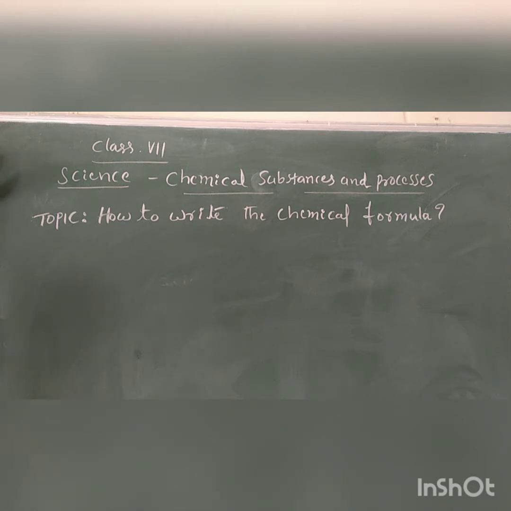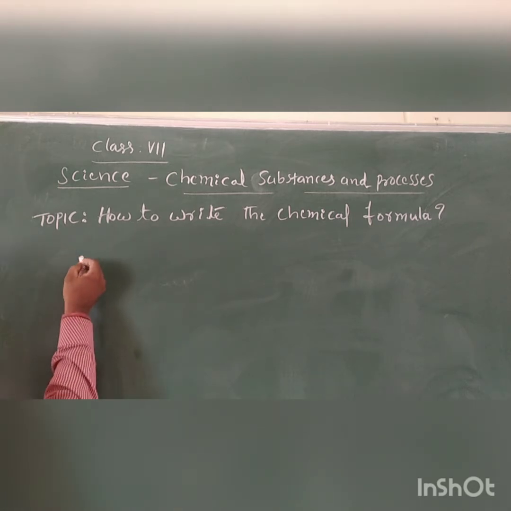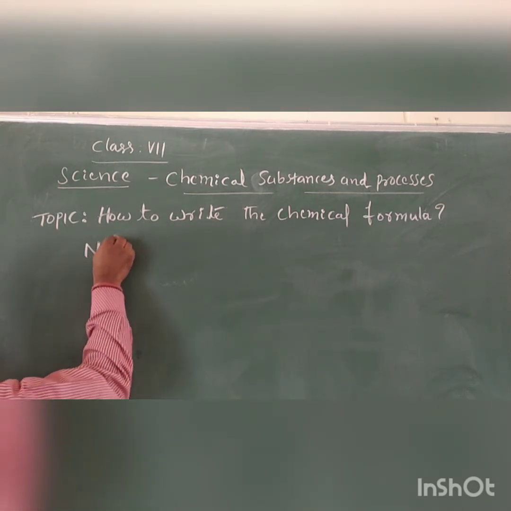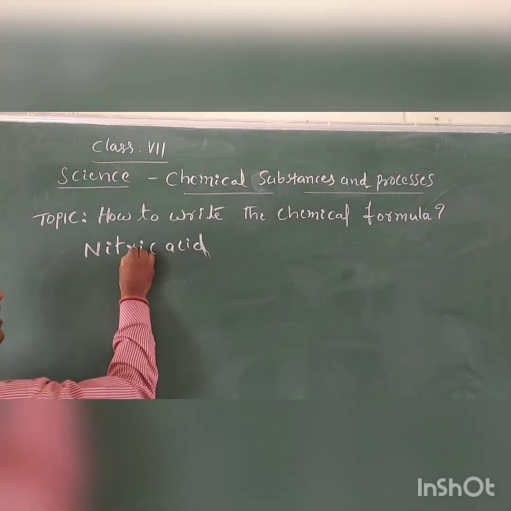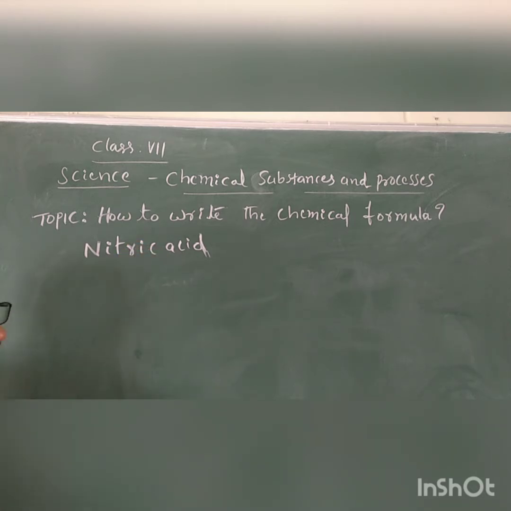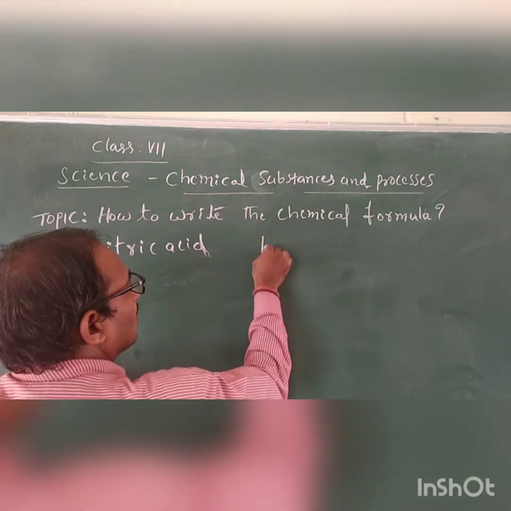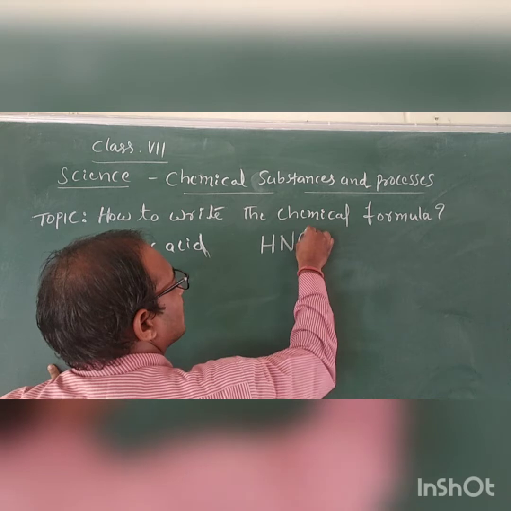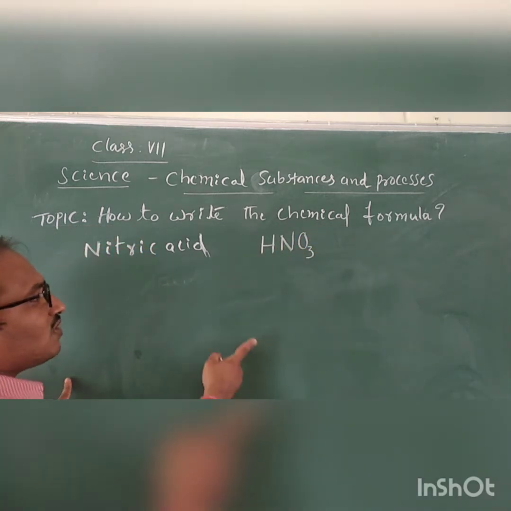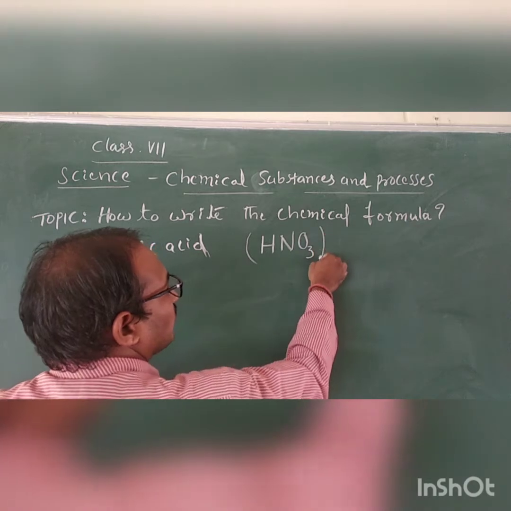Generally, to write the chemical formula of a substance, we have to write the chemical symbols of each element with a subscript to the right side of its symbol. Now we'll see how to write the formula of nitric acid. First I should know which elements are present in nitric acid. One hydrogen atom, one nitrogen atom, and three oxygen atoms are present in nitric acid. So the formula of nitric acid is HNO3.